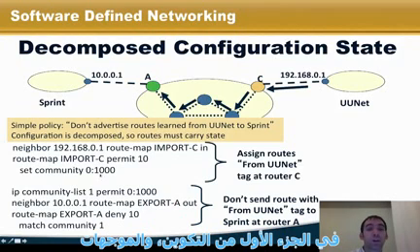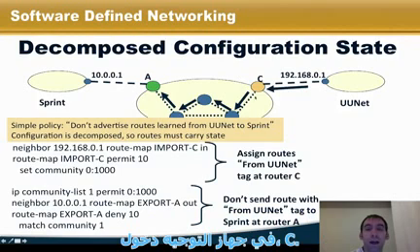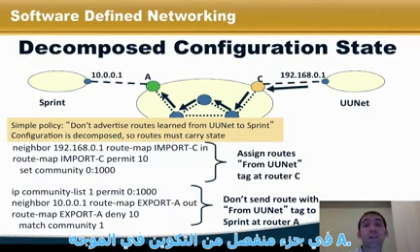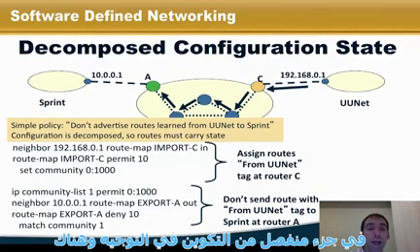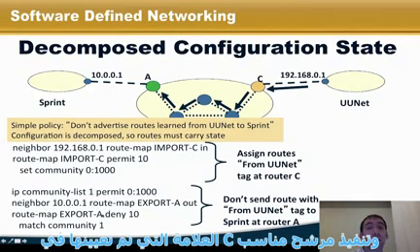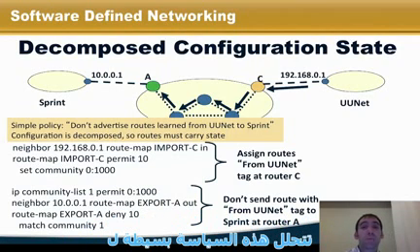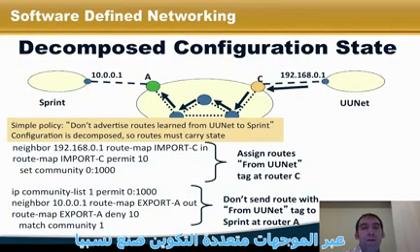In the first portion of the configuration, routers assign routes from UUNet by tagging the routes at the ingress router C. In a separate part of the configuration at router A, there's a separate part of the configuration that looks for that particular tag that was set at C and implements the appropriate filter to ensure that that set of routes are not re-advertised to Sprint. This simple policy is decomposed across multiple routers, making configuration relatively difficult.